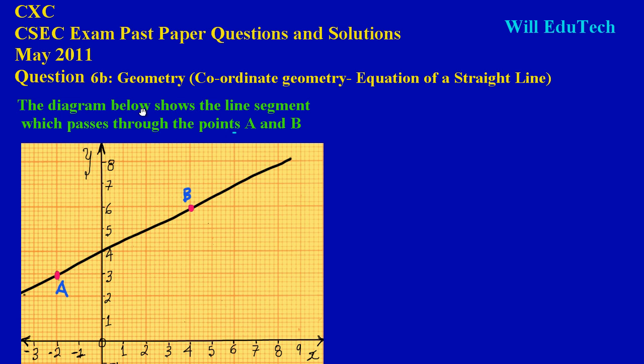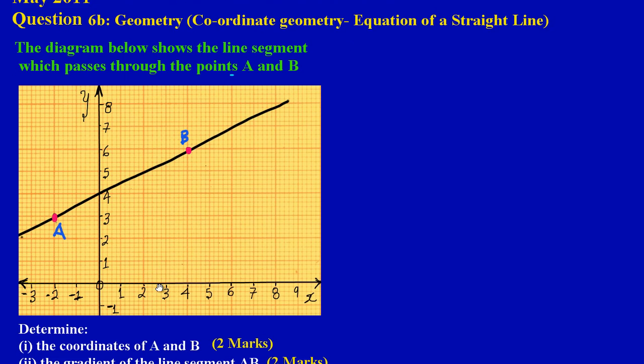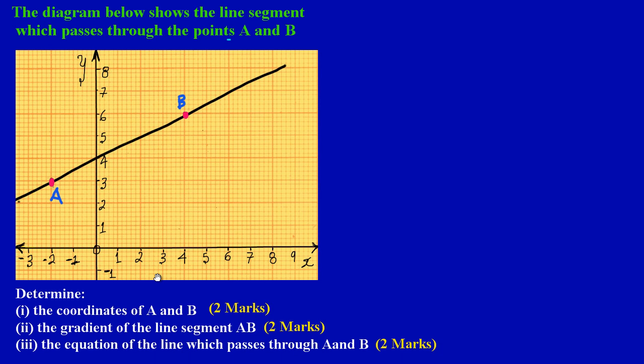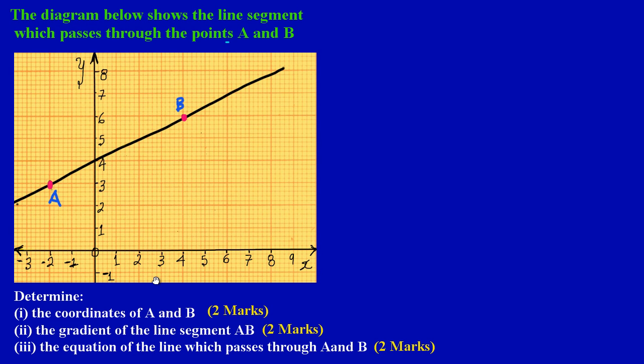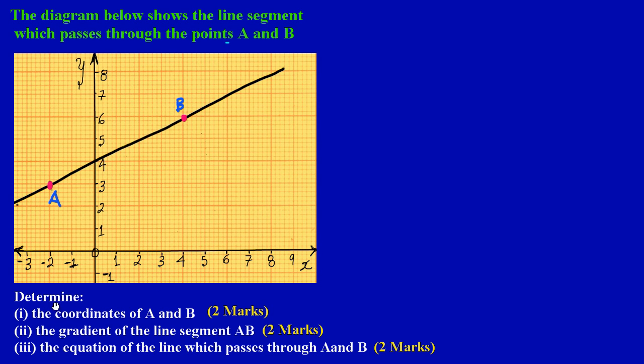The diagram below shows a line segment which passes through the points A and B. Here we have our Cartesian plane with our straight line passing through those two distinct points. Down here we have our point A, and up here we have our point B. Now let's just pull up the question a bit so we can have it in its totality. Now here they're asking us to determine the coordinates of A and B, and that's 2 marks.